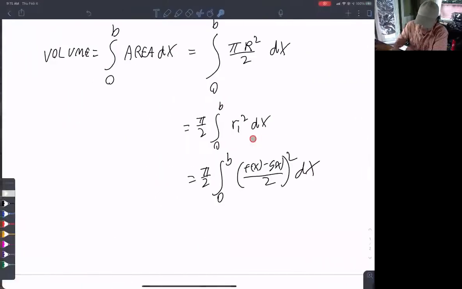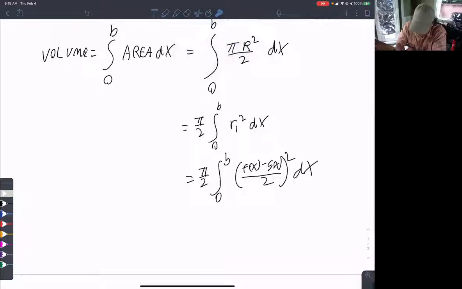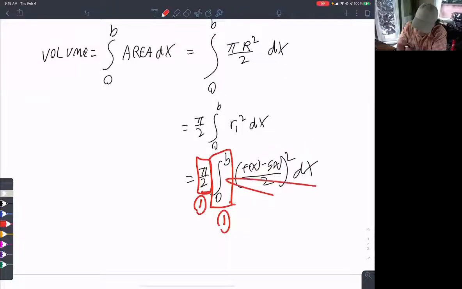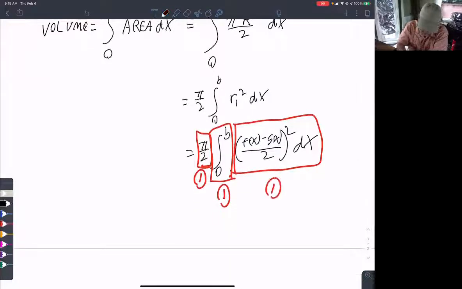Now watch this. At this point on the quiz, I would give you 1 point for knowing you integrate from 0 to b. Let me circle or box these. There's your 1 point. I might even give you a point for knowing that it's pi r squared over 2, so that pi over 2 constant. Then I would give you a point for having that. And then 1 point for the answer. But to get that answer, you're just going to have to pop that in your calculator.